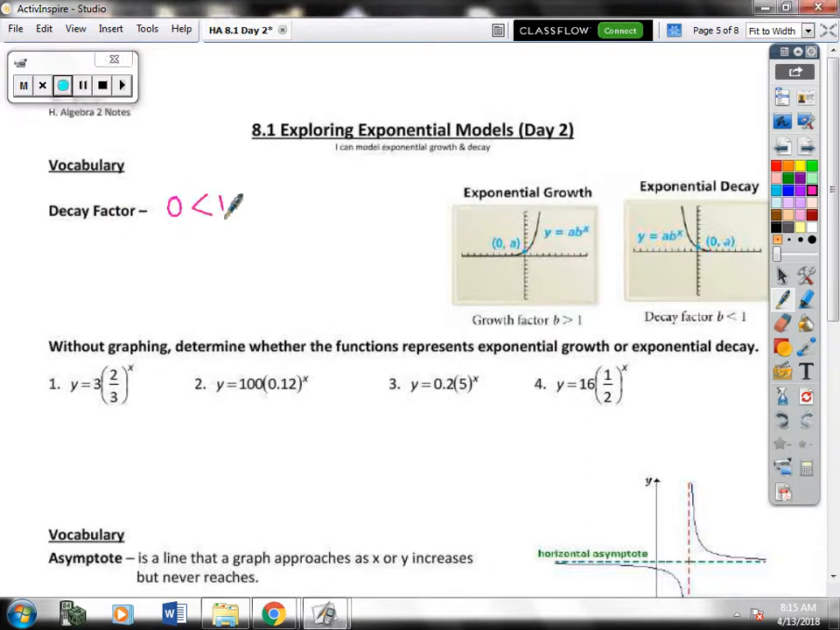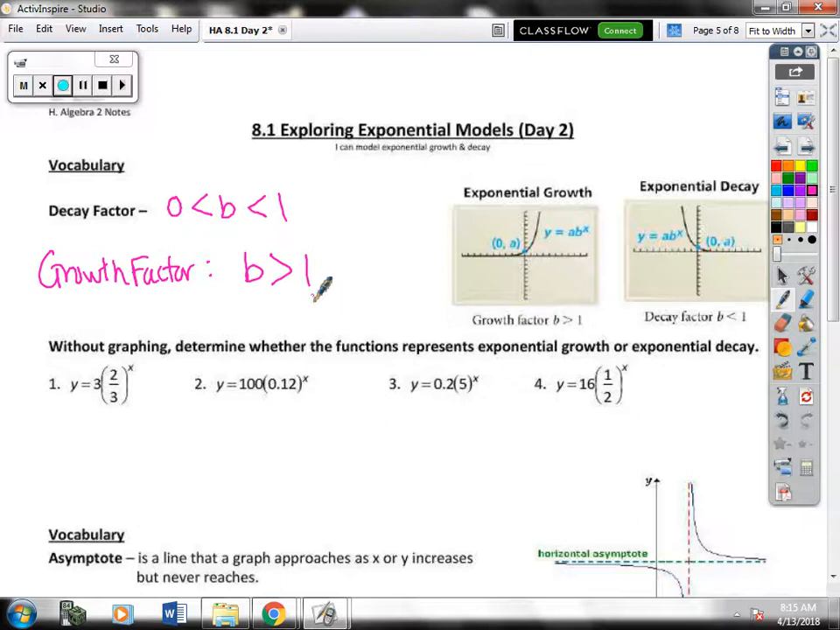And I'm actually going to say, again, as I did yesterday, it's going to be between 0 and 1. So we would realize it can't be negative. Remember that the growth factor, just from yesterday, is when b is greater than 1.